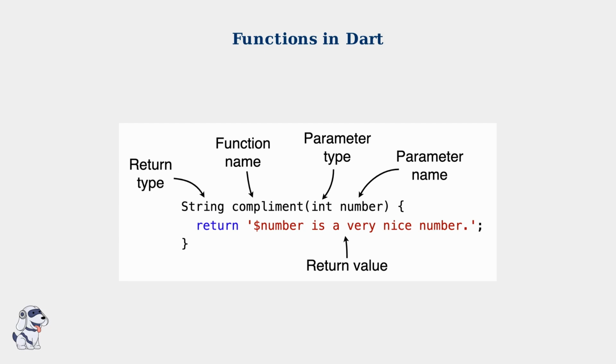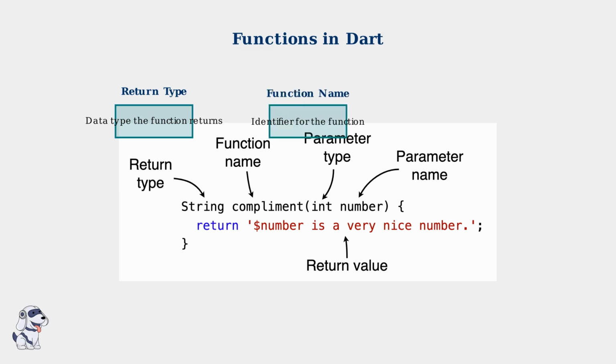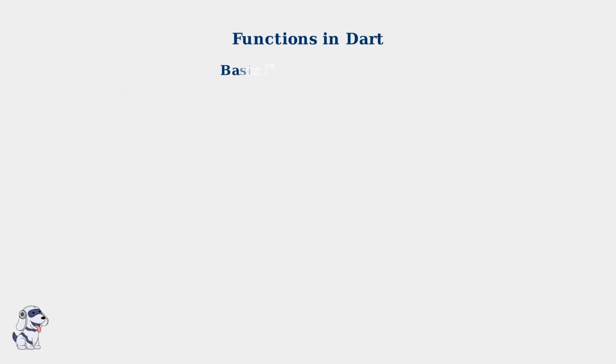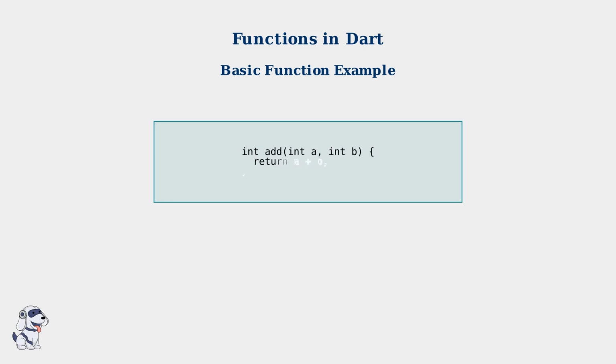Let's examine each component. The return type specifies what kind of data the function will give back. The function name is how you identify and call the function. Parameters are the inputs the function needs to do its work. Let's look at a simple example. Here we have a function called add that takes two integer parameters and returns their sum. In this example, int is the return type, add is the function name, and a and b are the parameters. The function body contains the logic that adds the two numbers and returns the result.